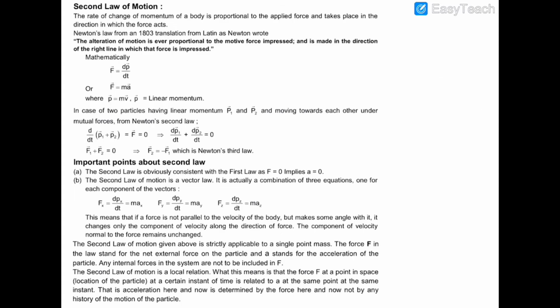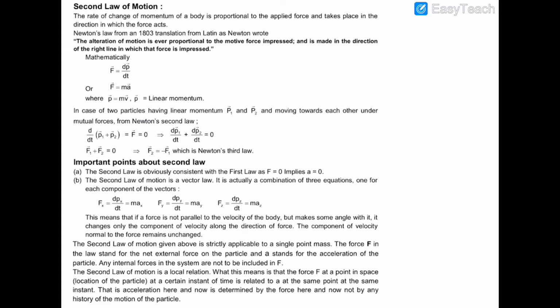Now Newton's second law of motion states that the rate of change of momentum of a body is proportional to the applied force, and it takes place in the direction of the force which is applied on it. Which means when we apply some force on a body, that force changes the momentum of that body, and this change in momentum also occurs in the direction of the force.